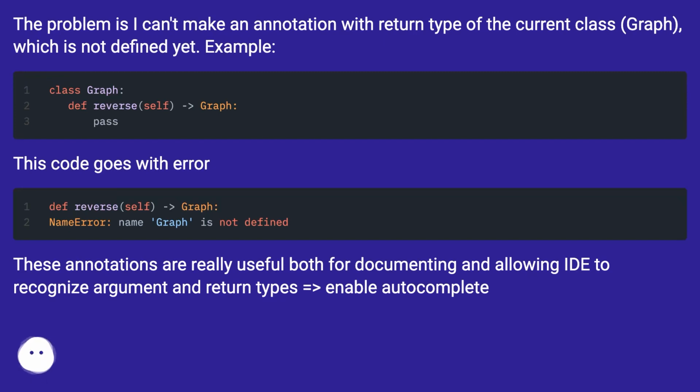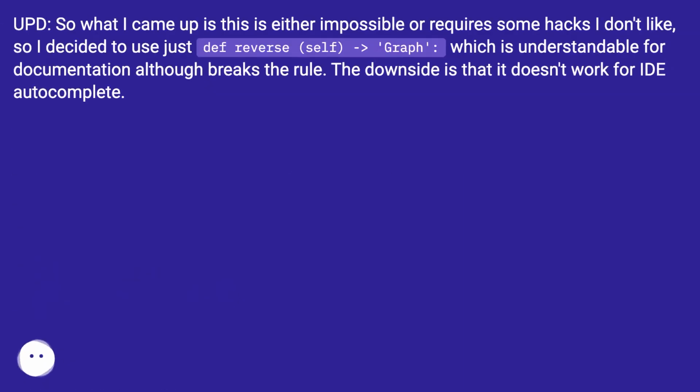These annotations are really useful both for documenting and allowing IDE to recognize argument and return types and enable autocomplete. UPD. So what I came up with is that this is either impossible or requires some hacks I don't like, so I decided to use just f reverse, self, Graph, which is understandable for documentation although it breaks the rule. The downside is that it doesn't work for IDE autocomplete.